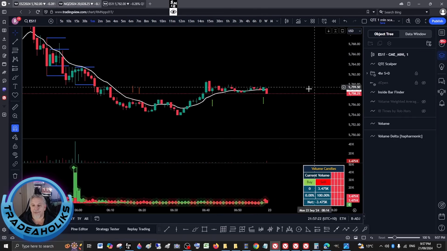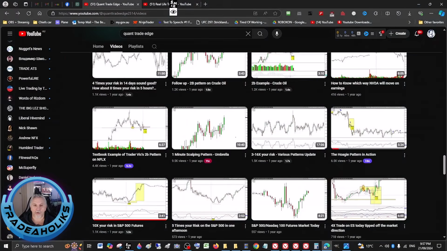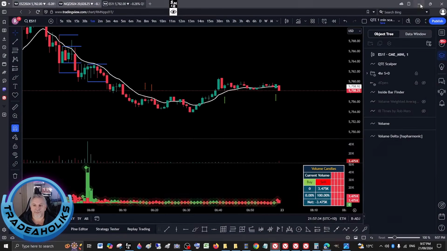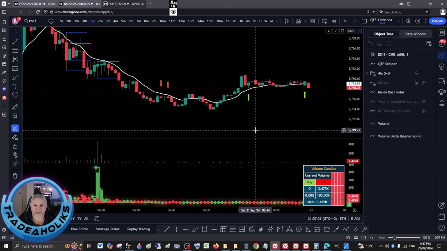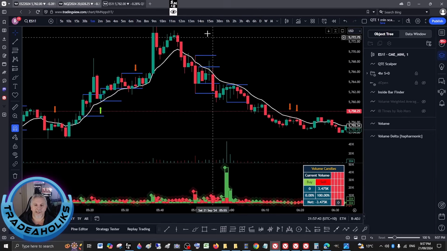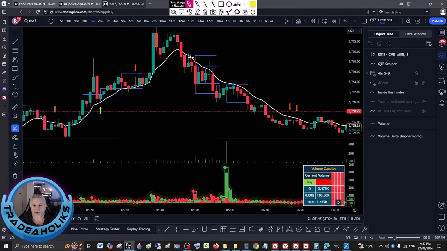Now, the other way of using it, besides the quant, that's the Quant Trade Edge strategy, then you've got the one I showed you, which is the Real Life Trading strategy. How he uses it, and he's tested this for 6 years apparently, is nice and simple, really. All you've got to do, I'll give you a good example, is when you get something like this, okay, what you want to see is a green candle like that, right?